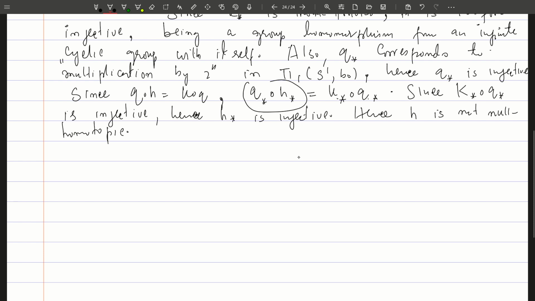So one can note here, if H is null homotopic, then the map induced by H, which is H star, will be a trivial map, and hence H star cannot be injective. So this proves the theorem.